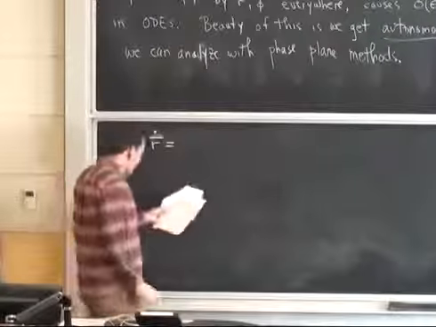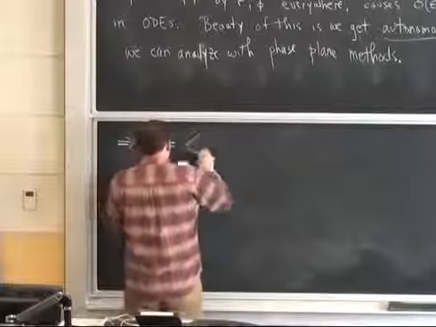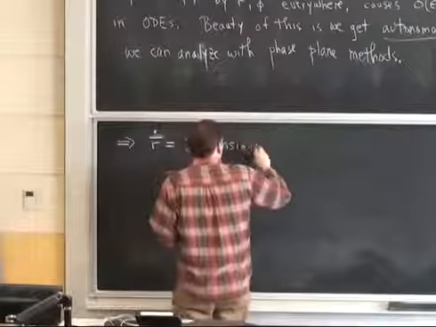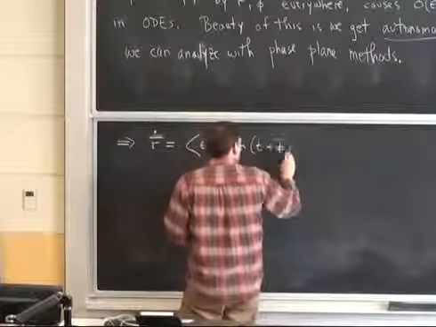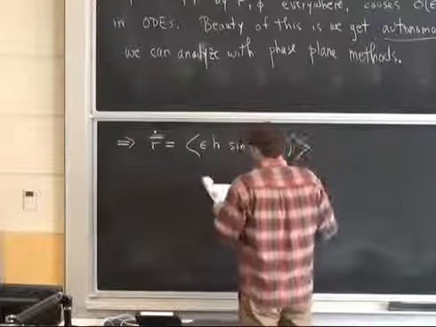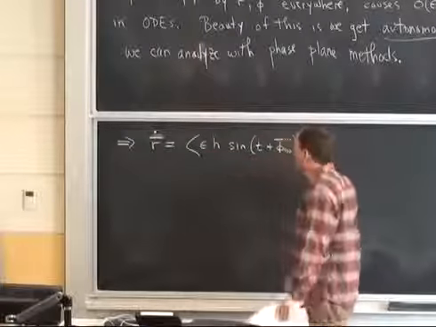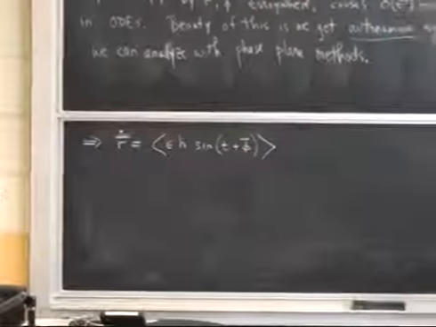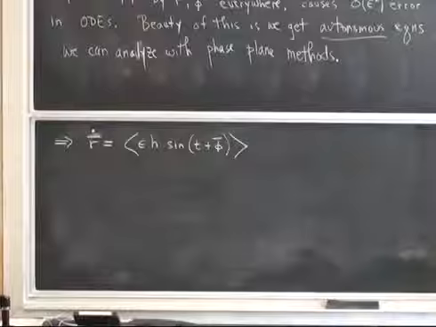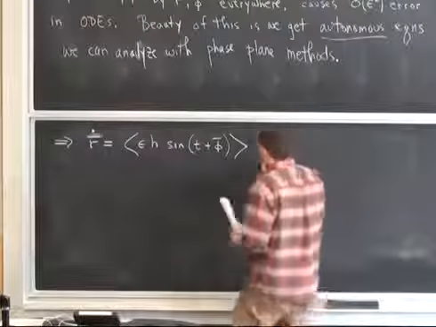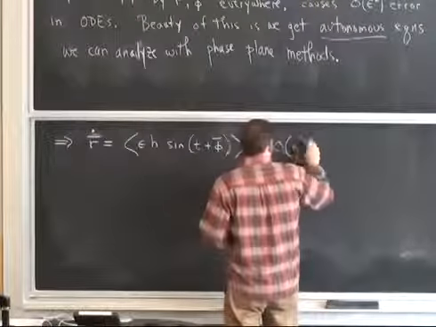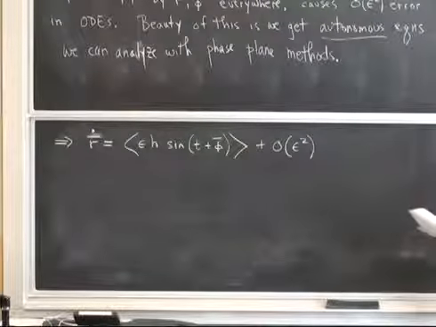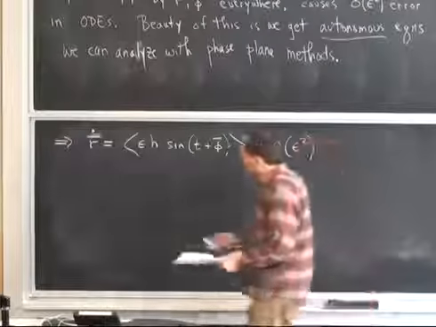Okay, R bar dot is average epsilon H sine T plus phi bar. Close the average. And then, remember, we said that because of this prefactor of epsilon, plus the order epsilon error that we made in our H, we're now getting that the differential equation has an order epsilon squared error. Okay, very good. And now let's put in everything in sight.